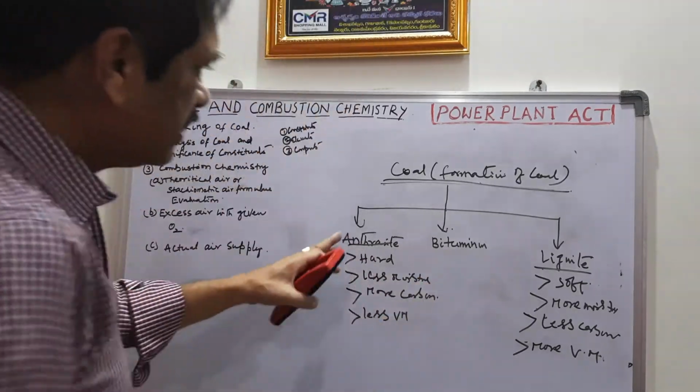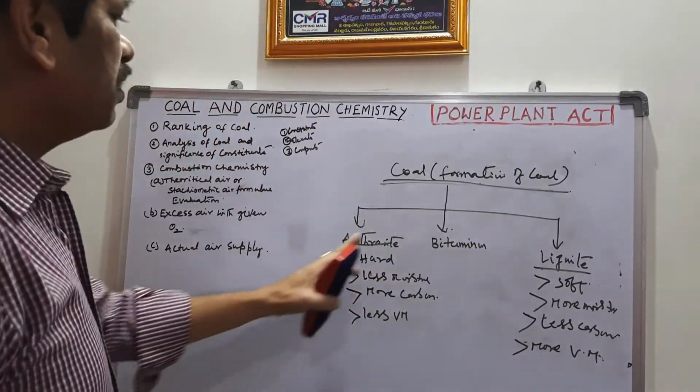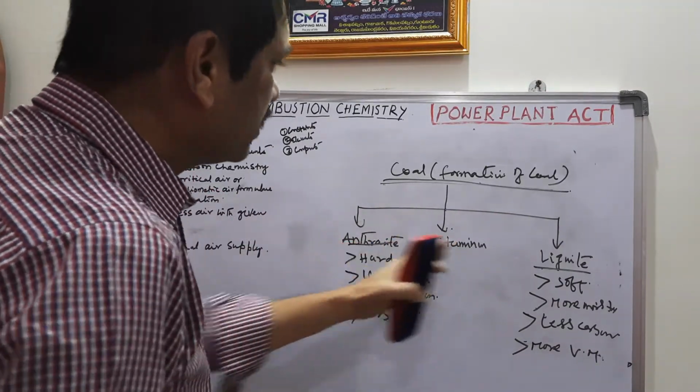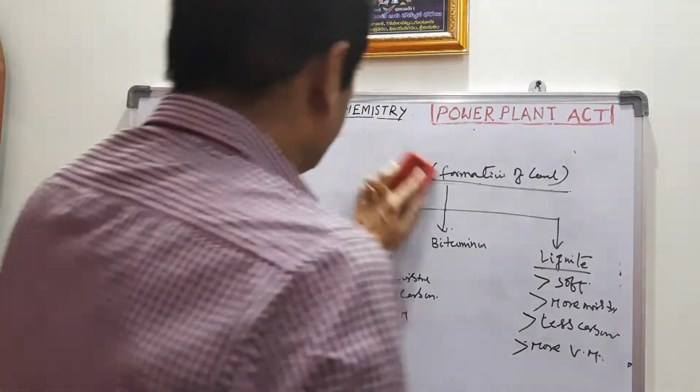And bituminous is in between these two coals. That is, the characteristics of bituminous are in between anthracite and lignite.